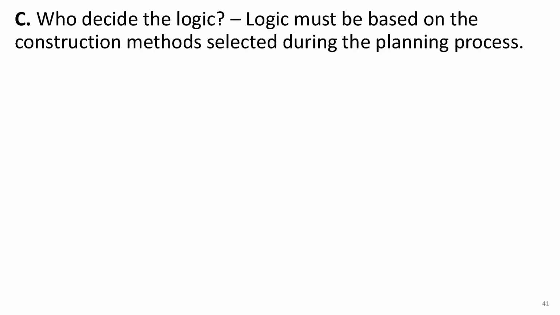Alright, those are the 4 types of logic. Among them, the finish to start logic is the most commonly used, while start to start and finish to finish are often used to define concurrency or overlapping activities. Start to finish is not common in construction schedules. The bottom line is that, as the planner or scheduler, you decide the logic between activities. The type of logic you use must be based on the construction methods and procedures you envision during the planning process.